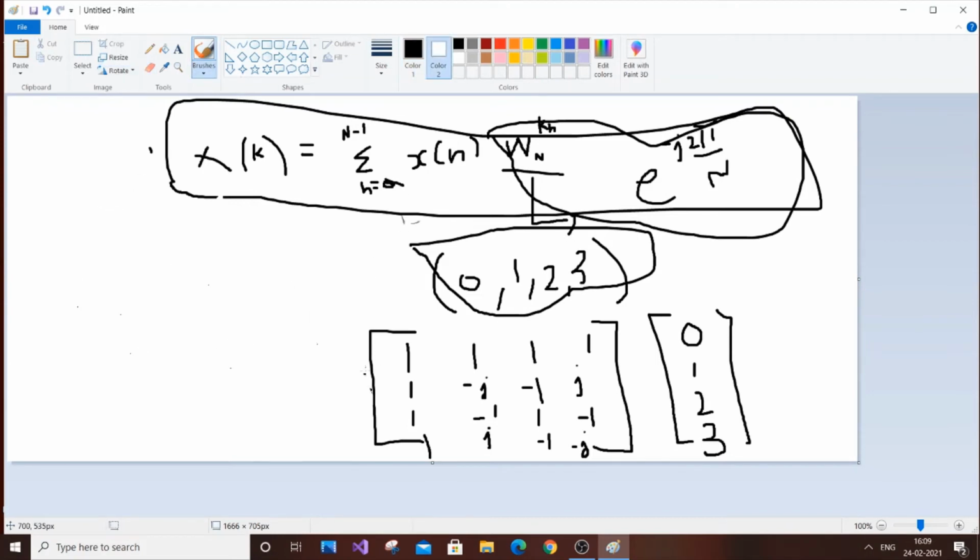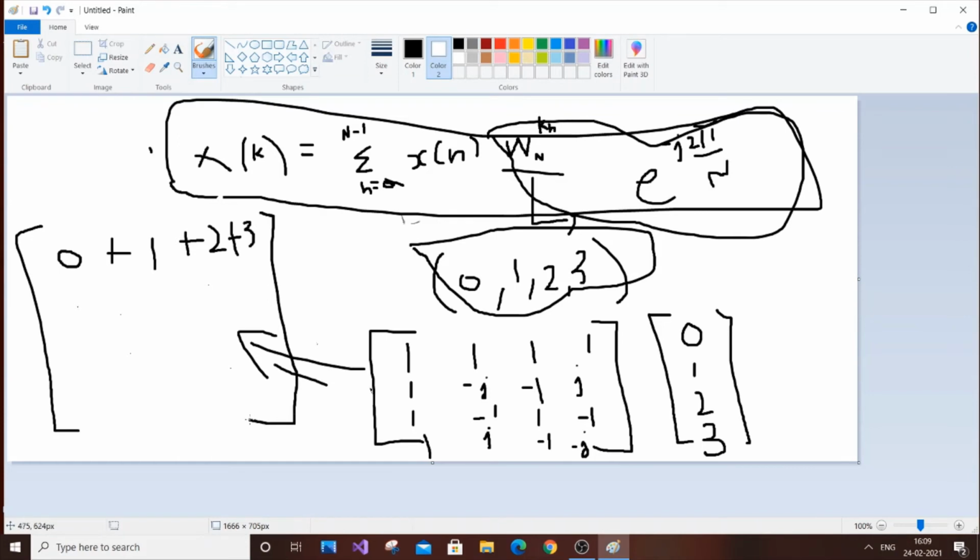Now we just perform matrix multiplication, row by column. The first value: 1 into 0 is 0, plus 1 into 1 is 1, plus 1 into 2 is 2, plus 1 into 3 is 3. Next: 1 into 0 is 0, plus minus j into 1 is minus j, plus minus 1 into 2 is minus 2, plus j into 3 is 3j.